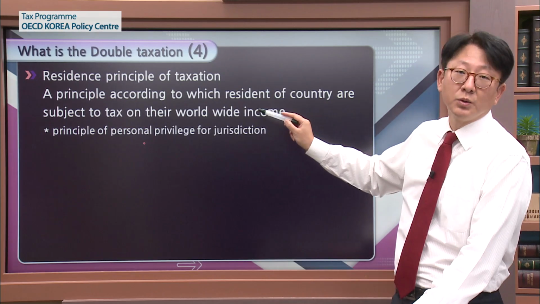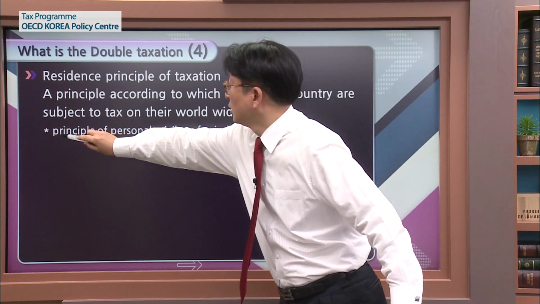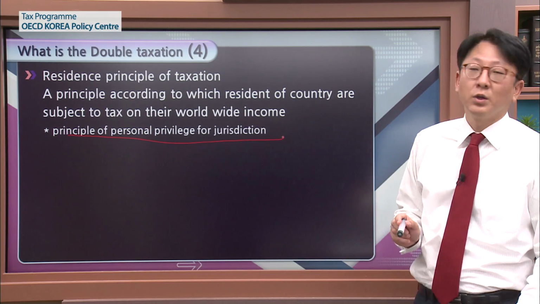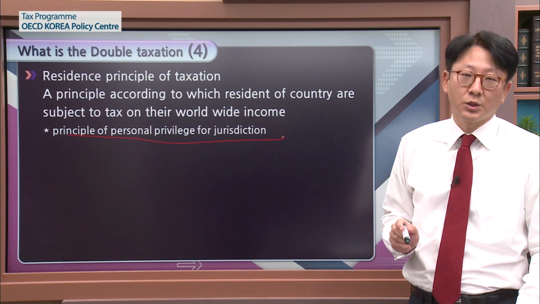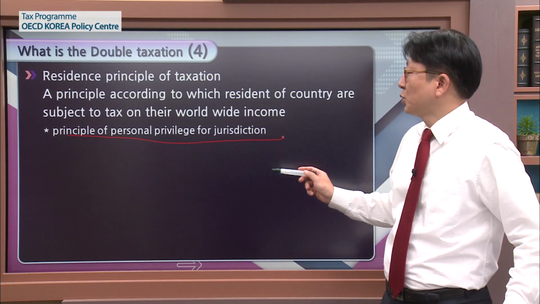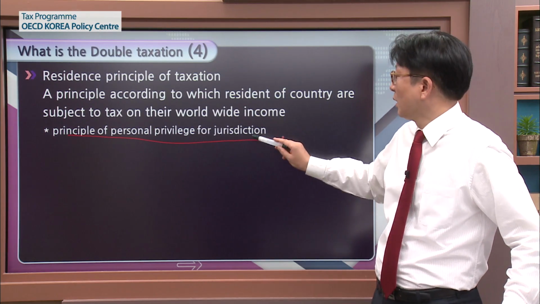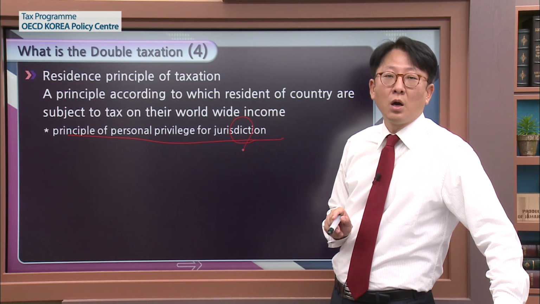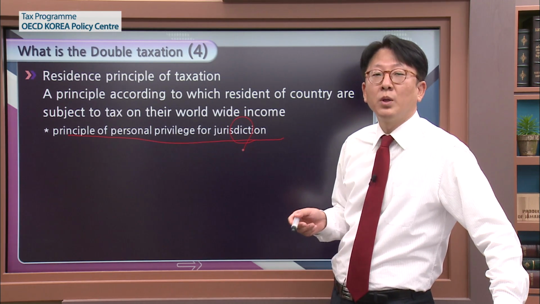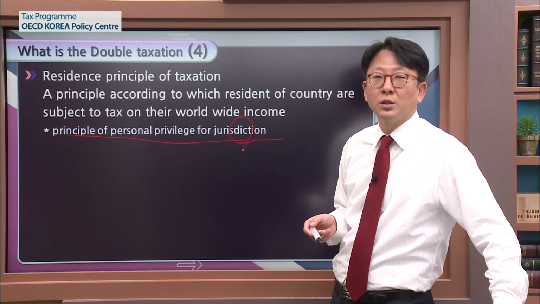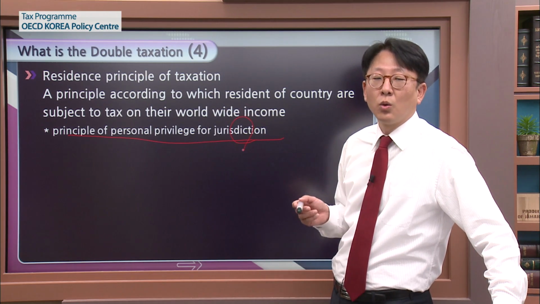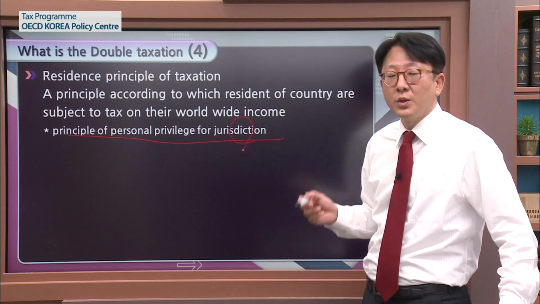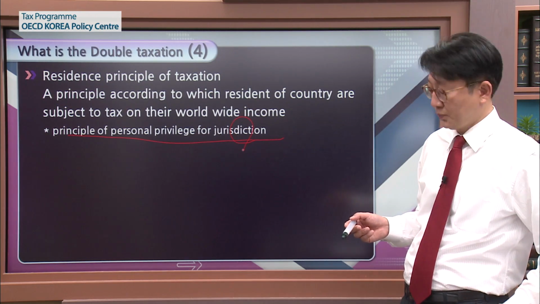And this principle is related to the principle of personal privilege for a jurisdiction. This principle is that a certain jurisdiction, in this case, country R, can claim their public right, including taxation, for the person who belongs to their jurisdiction. In this case, our company.